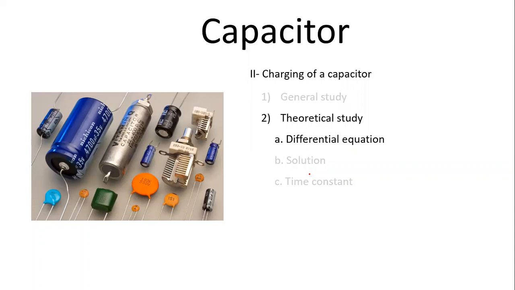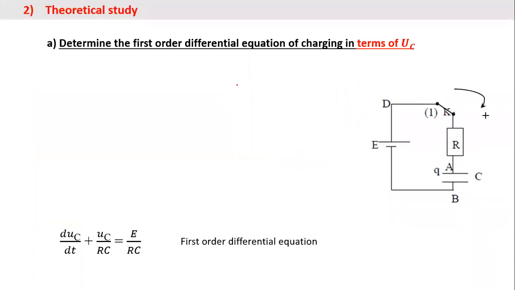For the theoretical study, we'll talk about the differential equation of the charging of a capacitor. So here in this part, our aim is to study what will happen to UC with respect to time. But in order to find the solution UC with respect to time, we must find first the differential equation. Its solution, or the root of this differential equation, will be UC with respect to time.